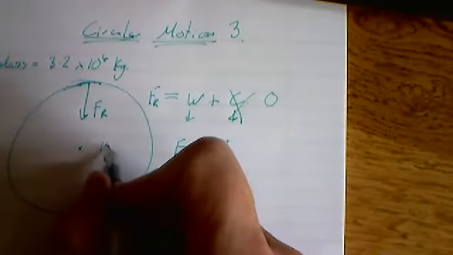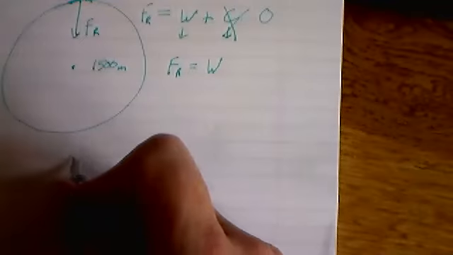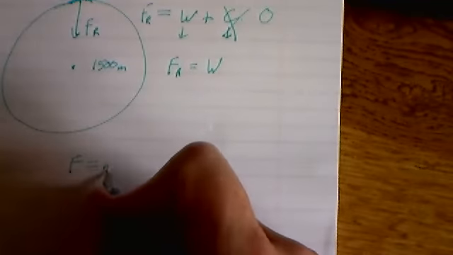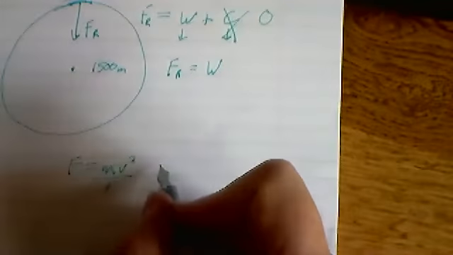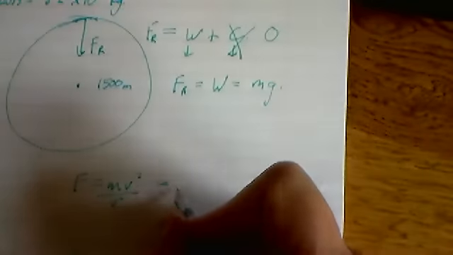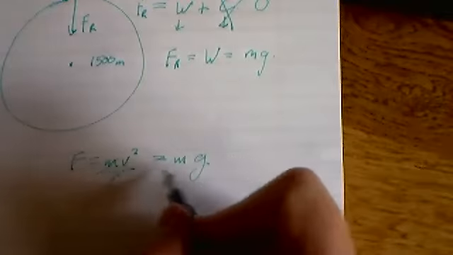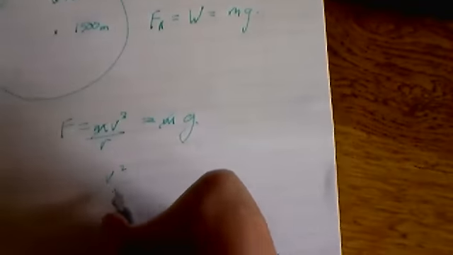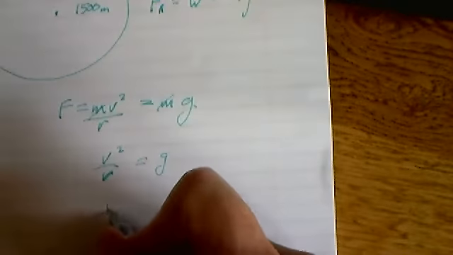It tells us that the loop has got a radius of 1,000 meters, and then it asks for the speed of the plane. So we know that centripetal force is mv squared over r, and we know that that force on the pilot is going to be equal to the weight, which is mass times gravity. Those masses cancel, so we just get v squared over r equals g. So our v squared is going to be gr.